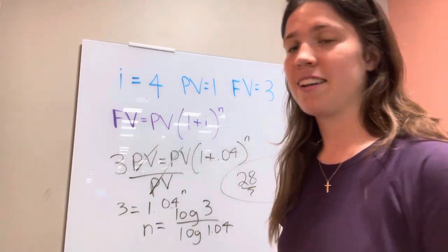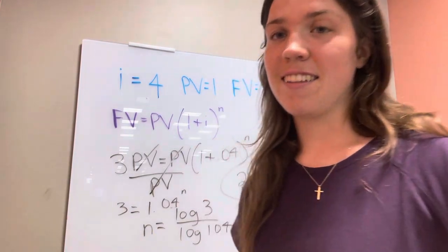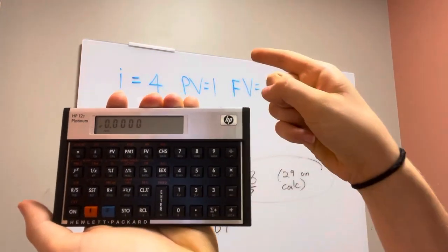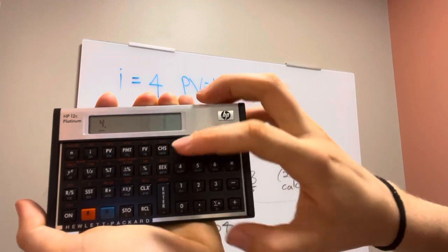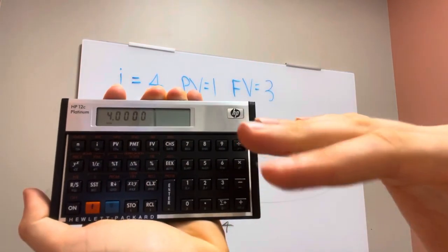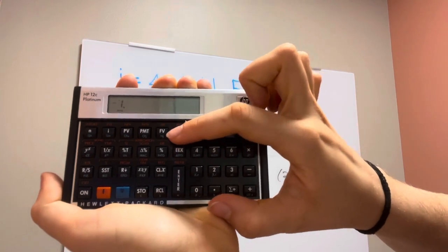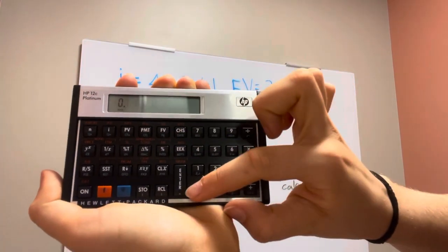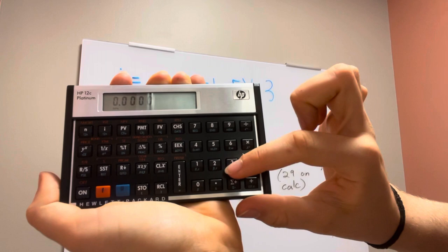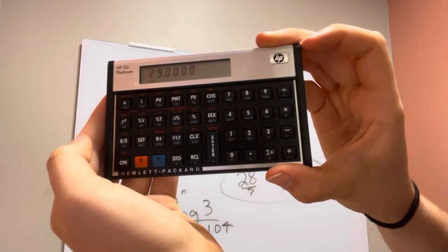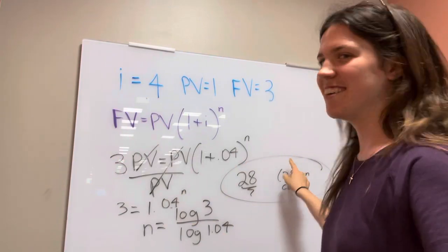There we go. Now, let's use our financial calculator and see if this checks out. So, we have our numbers over there. 4 is the interest rate. Don't turn it into a decimal for this one. Then your present value is 1, and it's going to need to be negative. So, CHS, PV, 0 payments. Future value is 3, and then you press N to get your solution. 29, there we go. Good job.